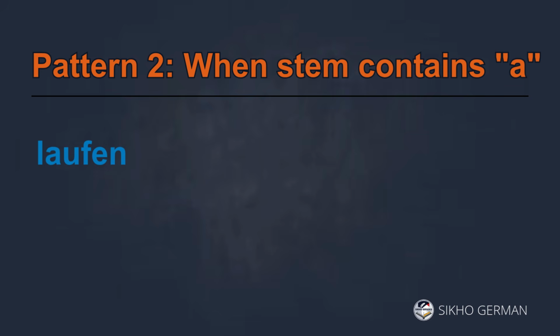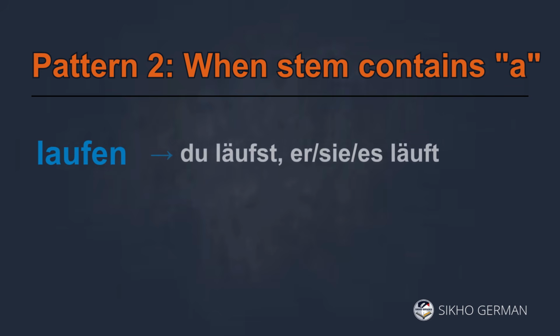Another example, laufen, to run or walk. Du läufst, you run. Er/sie/es läuft, he, she, it runs. Again, a becomes ä. This is one of the most common irregular verb patterns in German.